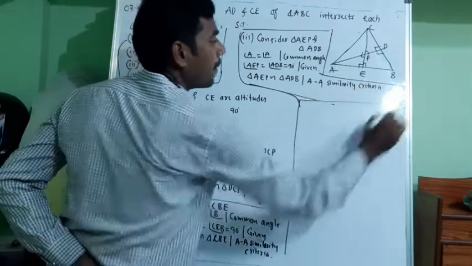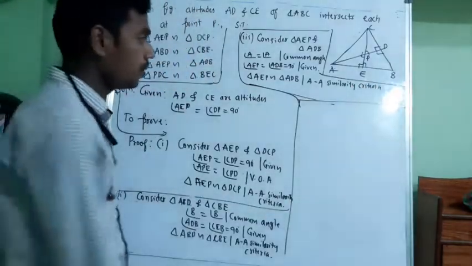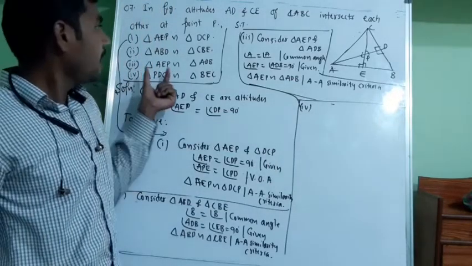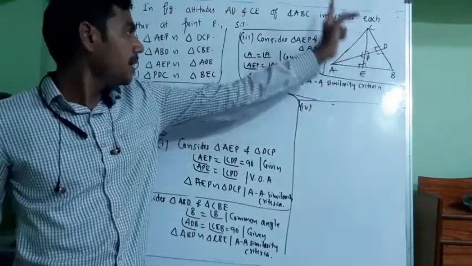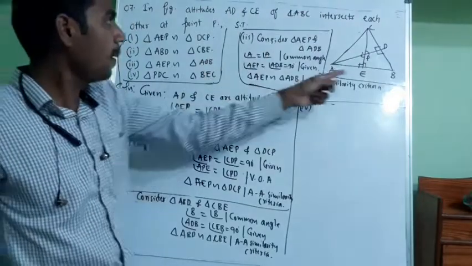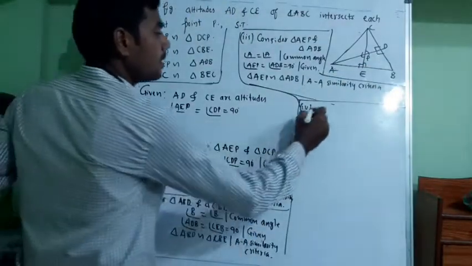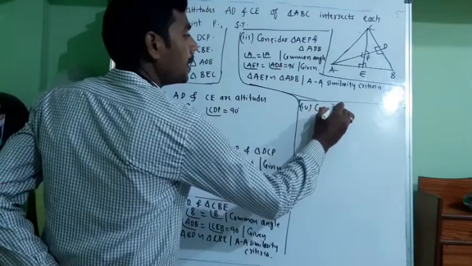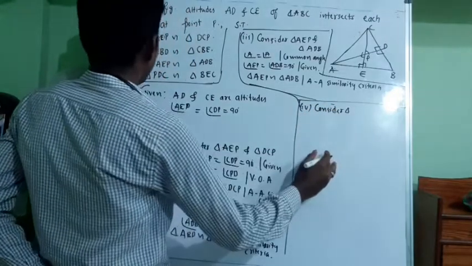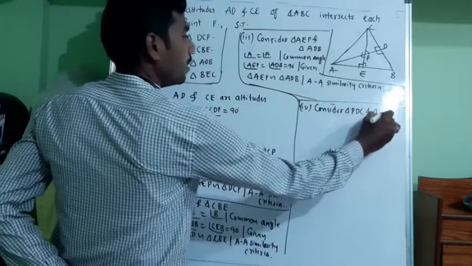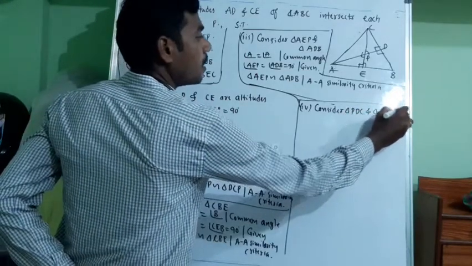Okay, simple. Next, fourth, triangle PDC. Triangle PDC is similar to triangle DEC. We need to show this. So I'll write down. Consider triangle PDC and triangle DEC. Okay.